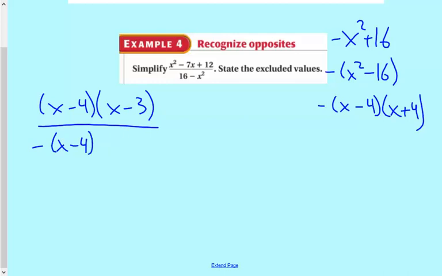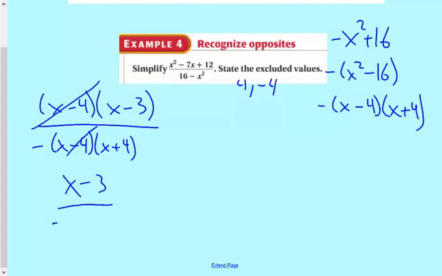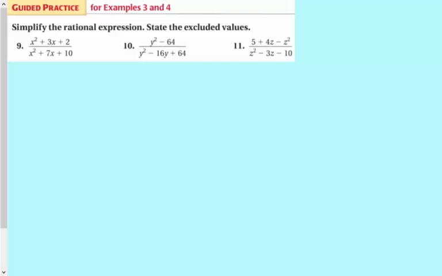What that allows me to do is see what the excluded values are. They are +4 and -4. And then that allows me to reduce properly. So we have x minus 3 over -x plus 4. Please note, all of these problems, you're almost always going to have to factor in some way, shape, or form.